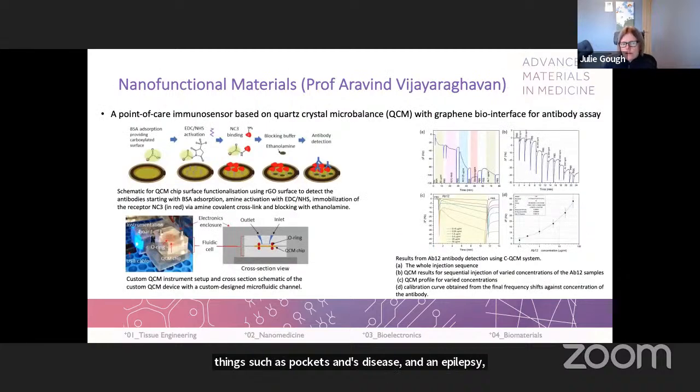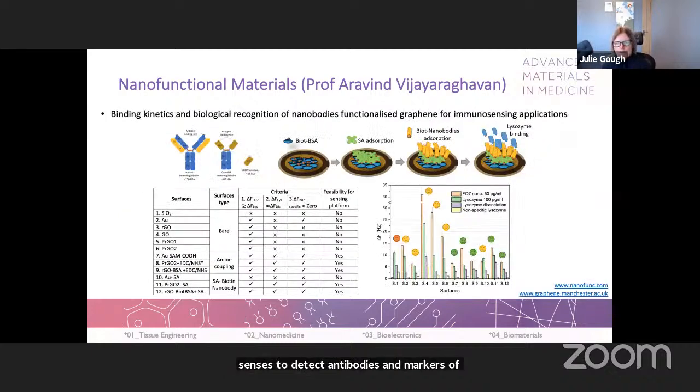Further uses of graphene and other 2D materials, we've got Aravind in the Department of Materials. He's making sensors, really. So this is an example of a point-of-care immunosensor based on a quartz crystal microbalance with a graphene biointerface. And he's able to use these sensors to detect antibodies and markers of disease. I'm not going into these in too much detail, but he's looking at certain diseases and being able to detect them using his graphene devices.